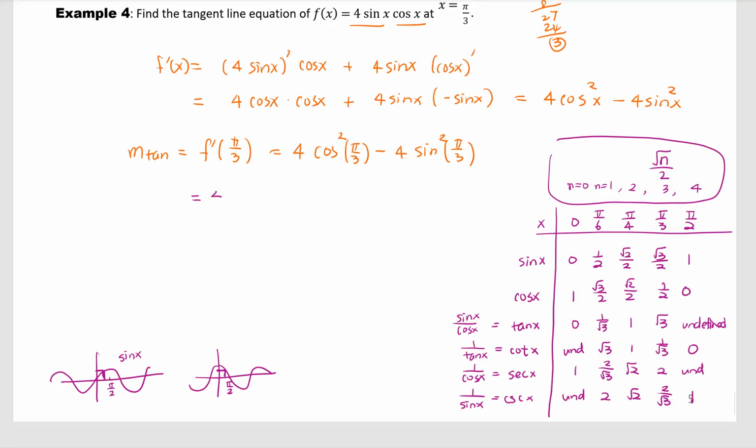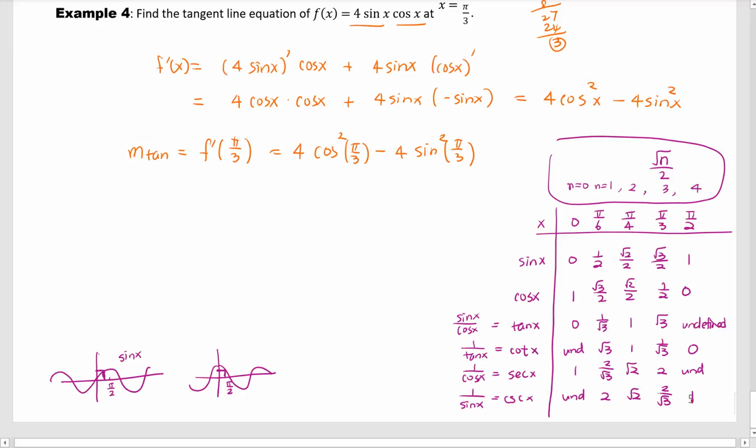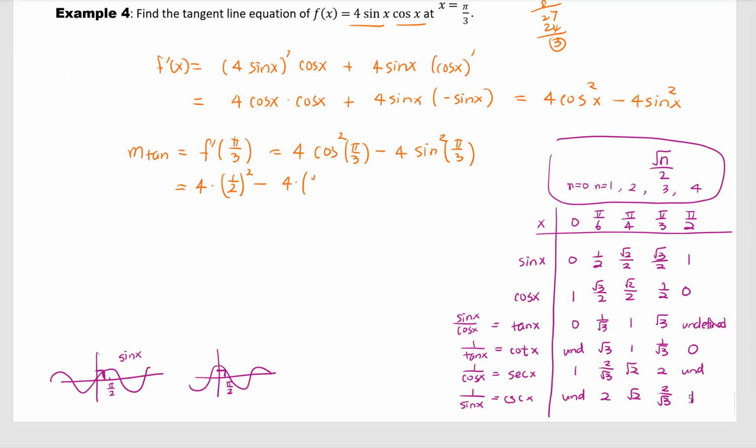So that's why here, let me use our orange color back. Okay, so we have 4 times cosine, 1/2 squared, minus 4 times this, root 3 over 2 squared. Oh, but 1/2 squared is 1/4, and root 3 over 2 squared is 3 over 4. So you get 1 minus 3, which is -2. That is m tangent.